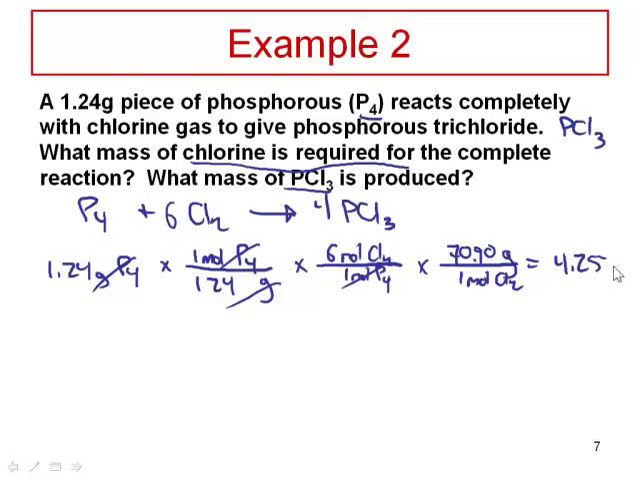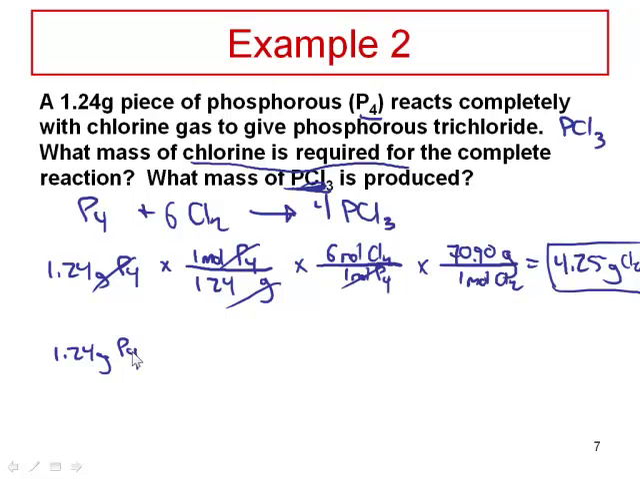4.25 grams of Cl2. Something of that nature. That looks right, okay? Now if we want to do something analogous to find the mass of phosphorus trichloride produced, could we do that too? Yep, we could. We could start from the same point, 1.24 grams of P4.